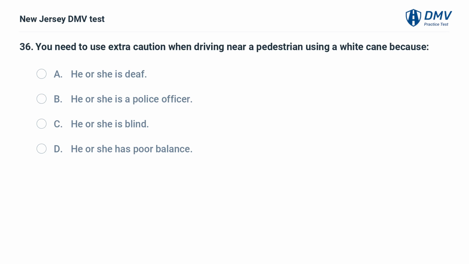You need to use extra caution when driving near a pedestrian using a white cane because: A. He or she is deaf. B. He or she is a police officer. C. He or she is blind. D. He or she has poor balance.